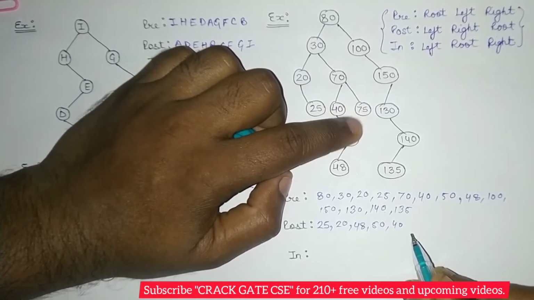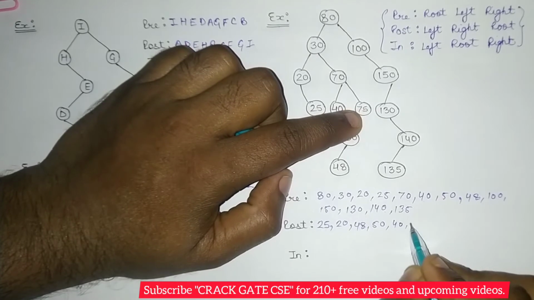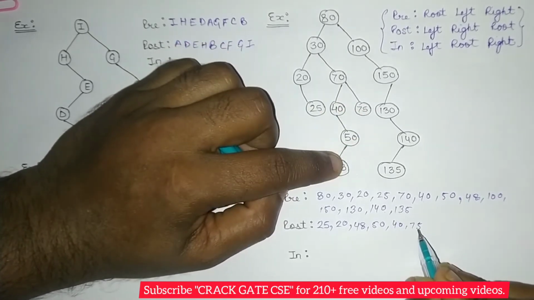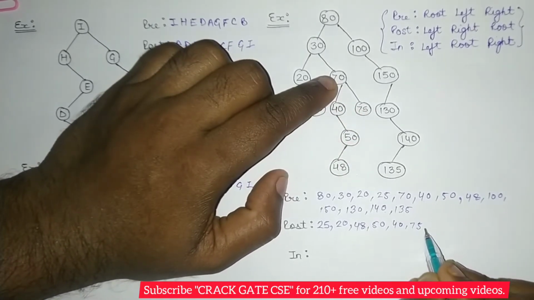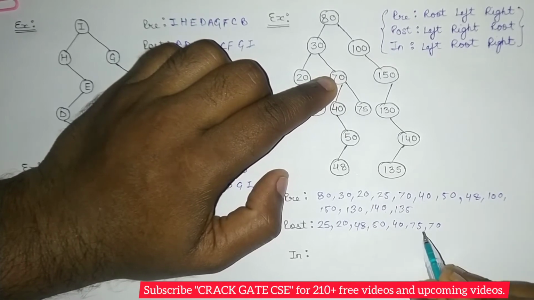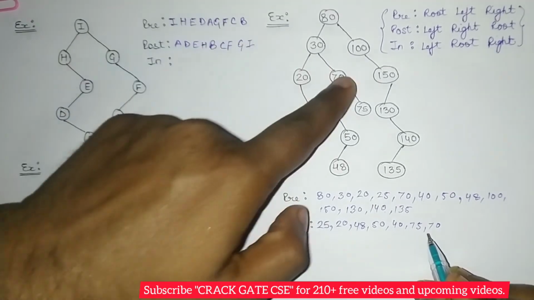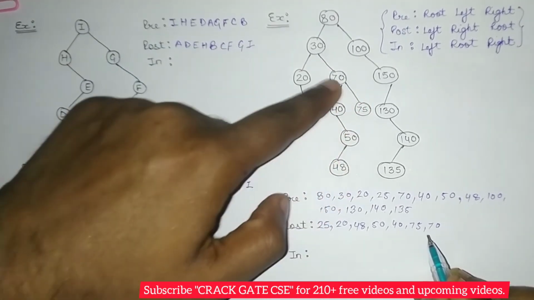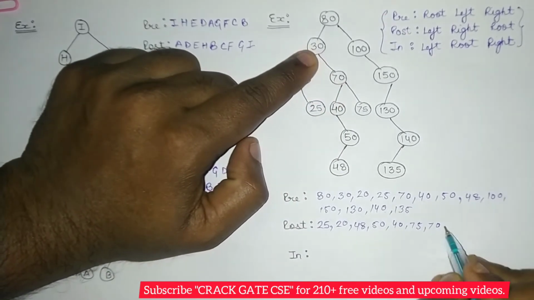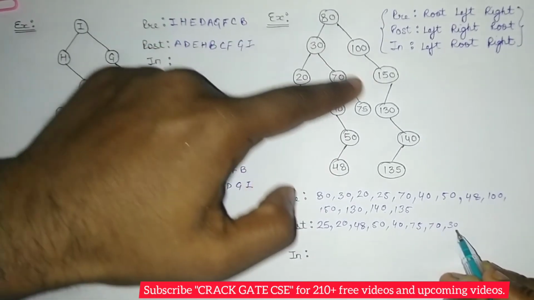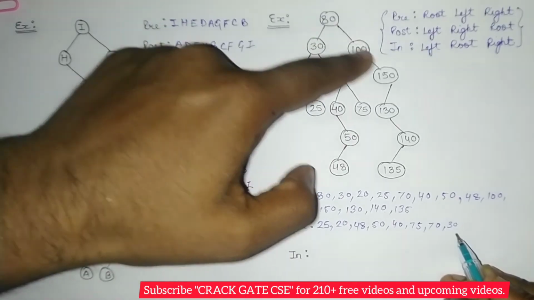that means 75, there is no left and no right, so print root, which is 75. Now this left part and this right part is done, so you can now finally print the 70. Similarly, now this left part is done and this right part is done, now you can finally print the root node, which is 30. So now this left part is done for 80, but this right part is not done.